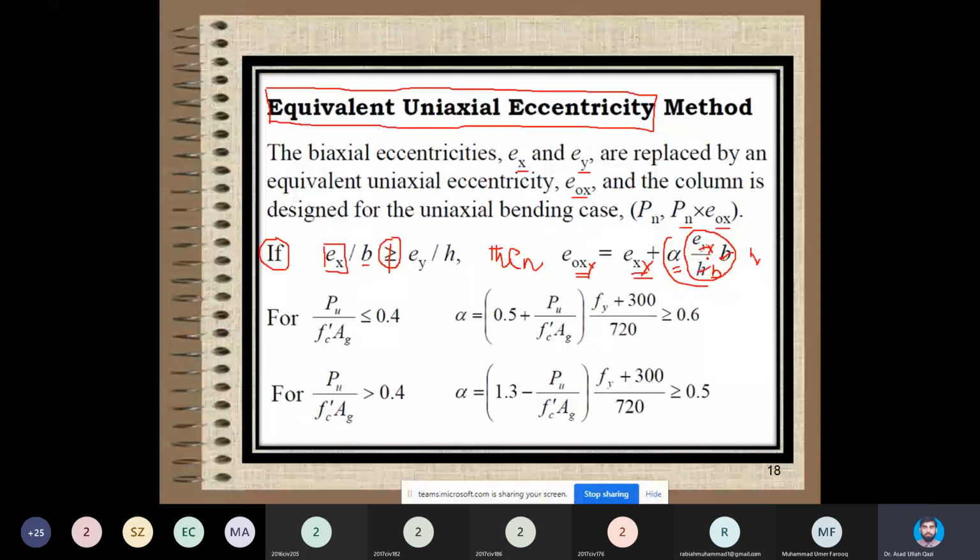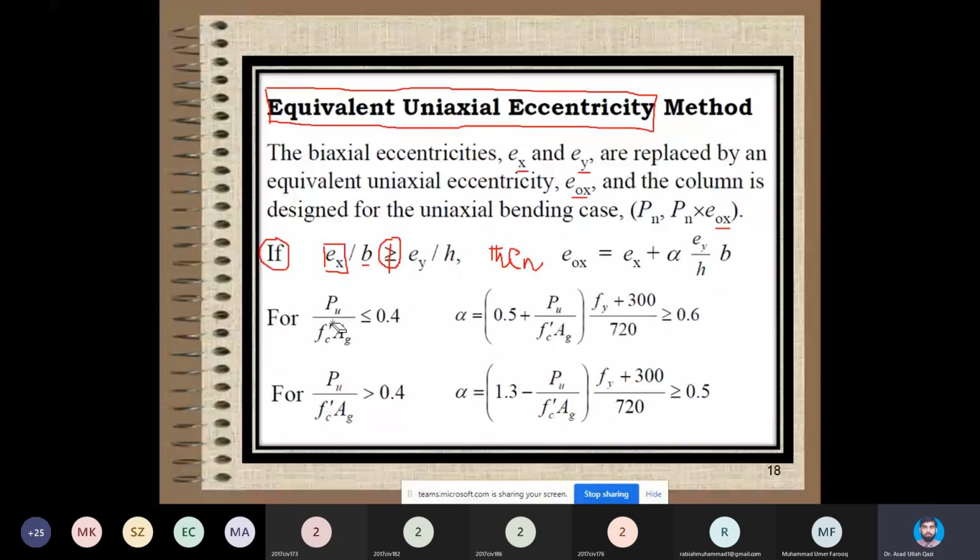So in this particular equation, if it is governing and your Ex is greater than Ey over h, then E naught x you will calculate, and in this equation alpha is one coefficient which is multiplied with Ey over h into b, and this alpha you can calculate from the equations given underneath for the ultimate load demand which you will get from your analysis for the design problem.